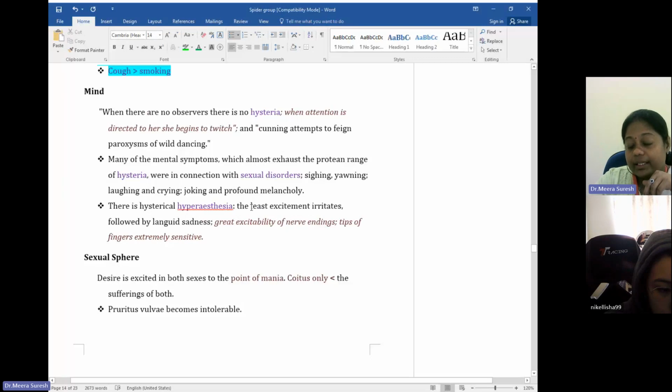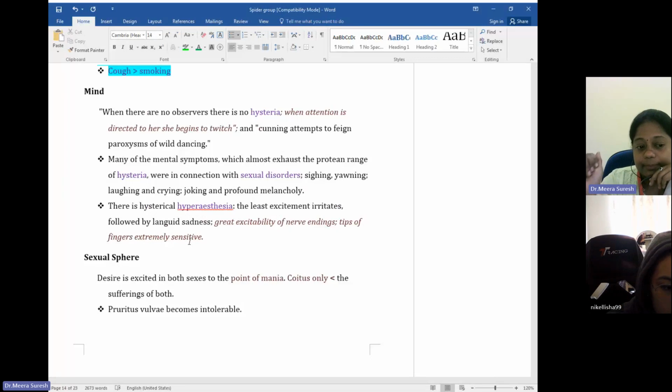So hysteria in one way can be manifested that the patient getting least excited, or the least excited news can cause an anger or irritation in them. And followed to that, they will be showing that sadness, a kind of bipolar disorder. We can connect like that. And hyperesthesia, the great excitability of the nerve endings. The tips of the finger will be extremely sensitive. And here is where we need the symptom that the pressure is required to ameliorate that increased sensitivity.